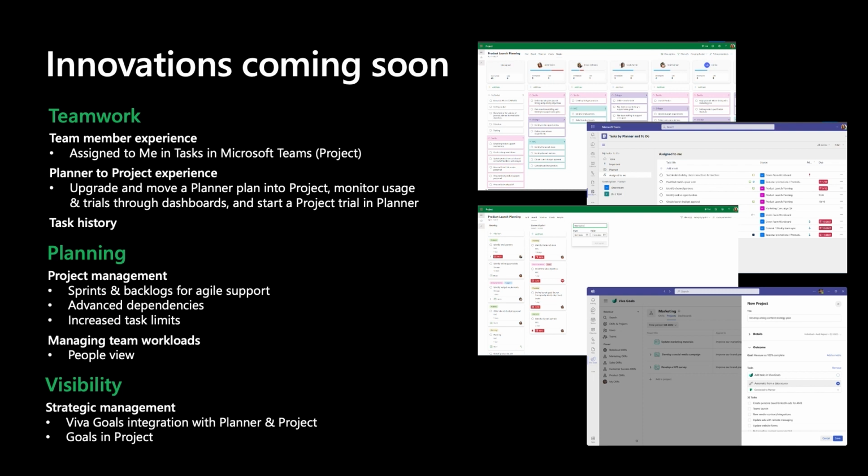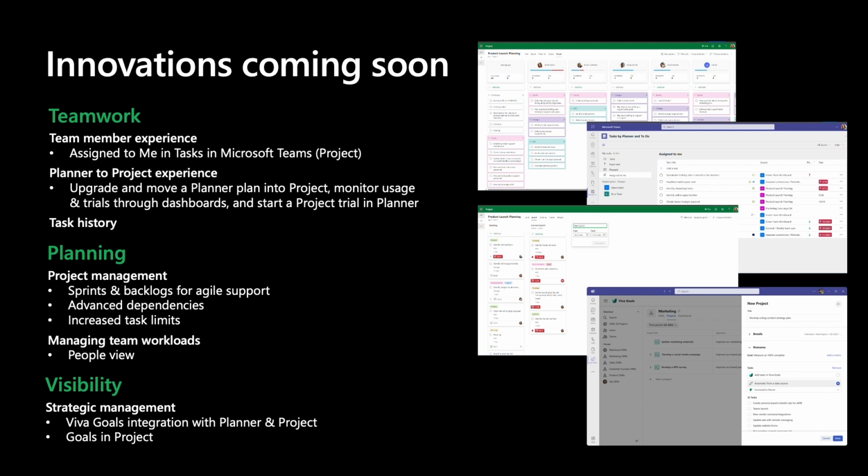For existing Project for the Web users, advanced dependencies and increased task limits, scaling all the way up to 1,000, will enable the management of bigger and more involved projects. People View gives you quick visibility into the allocation of the work across the team and allows for easy task reassignment to balance the overall workload.